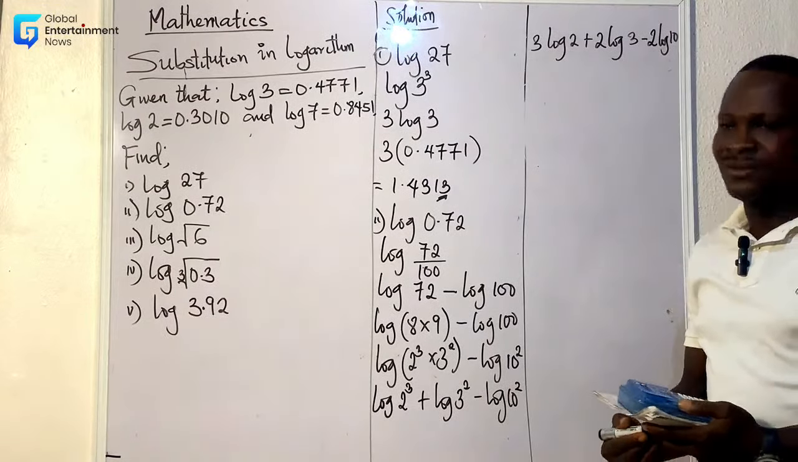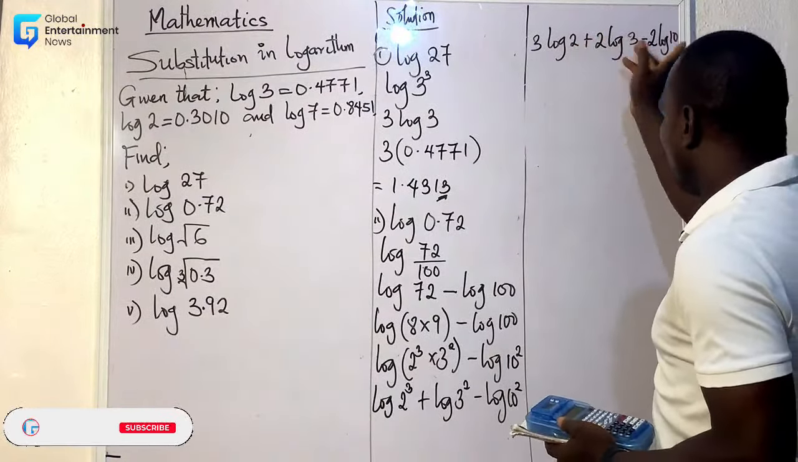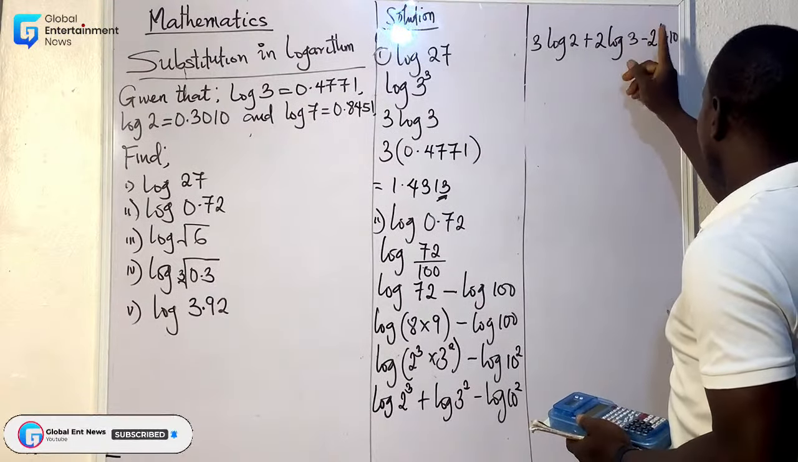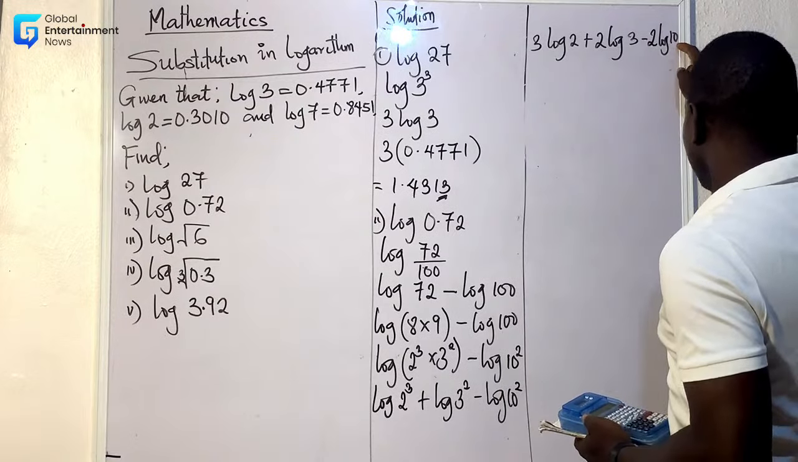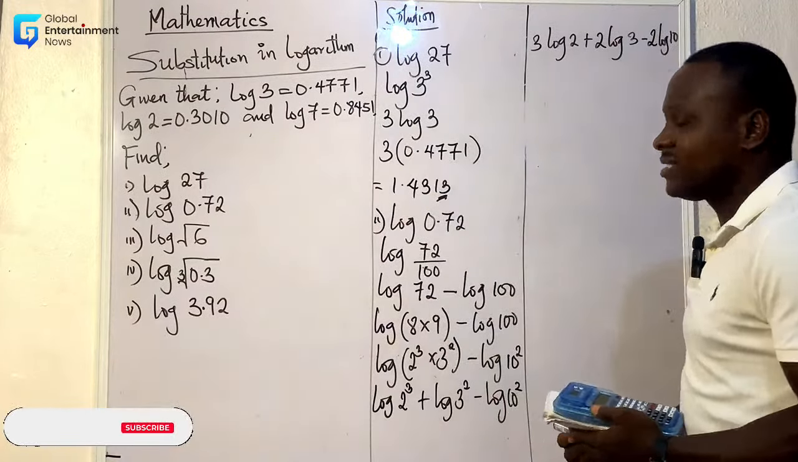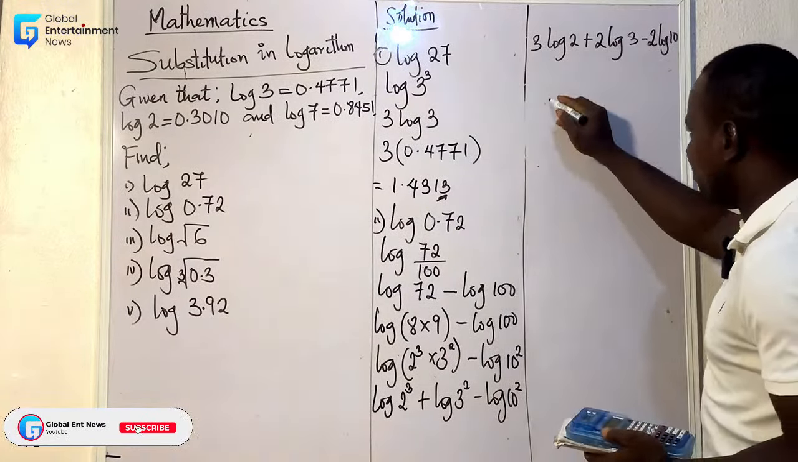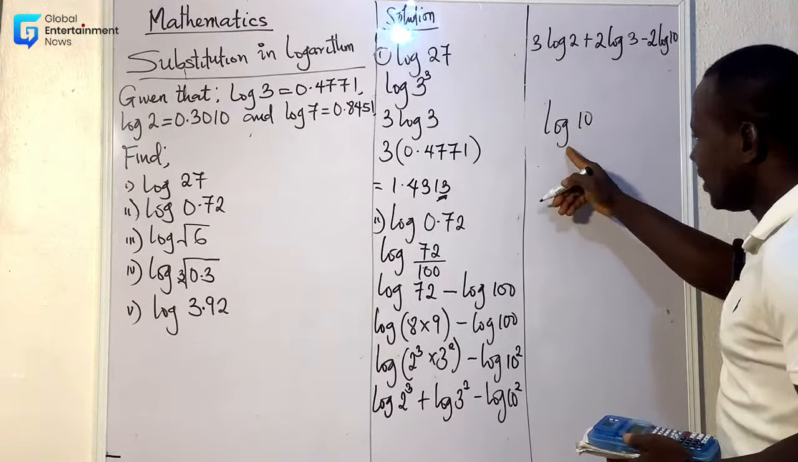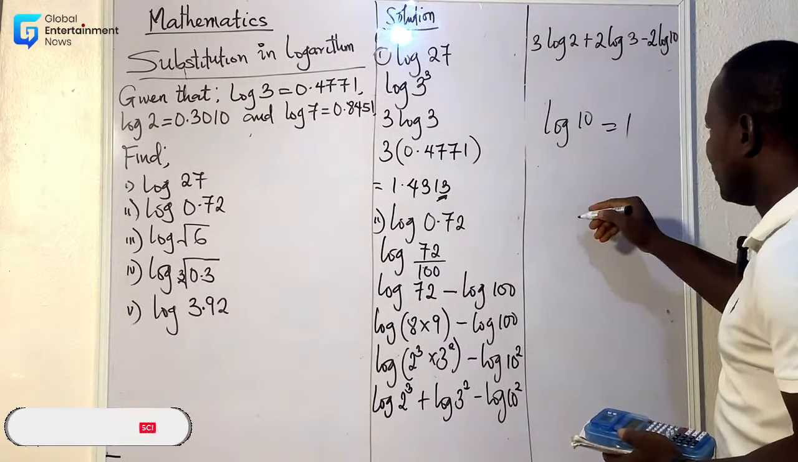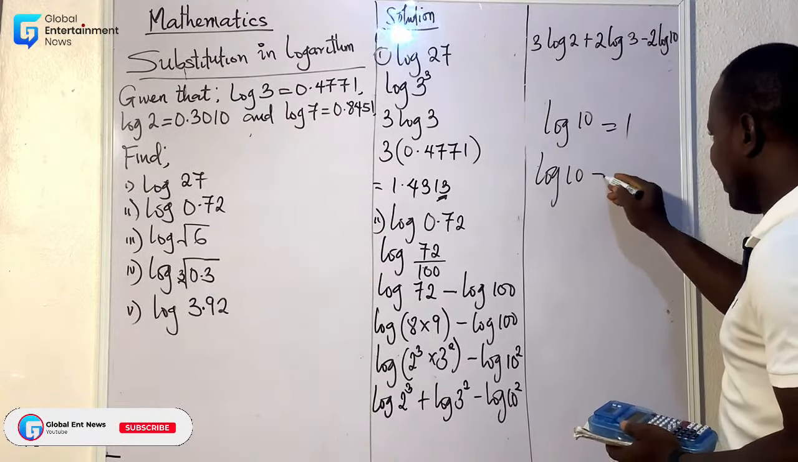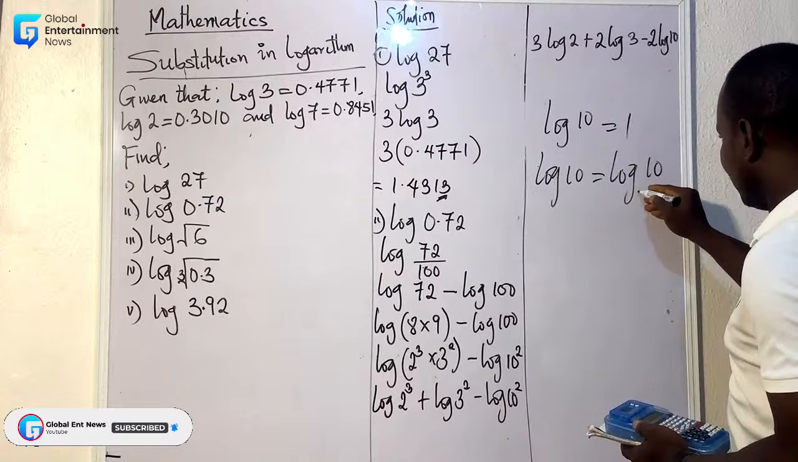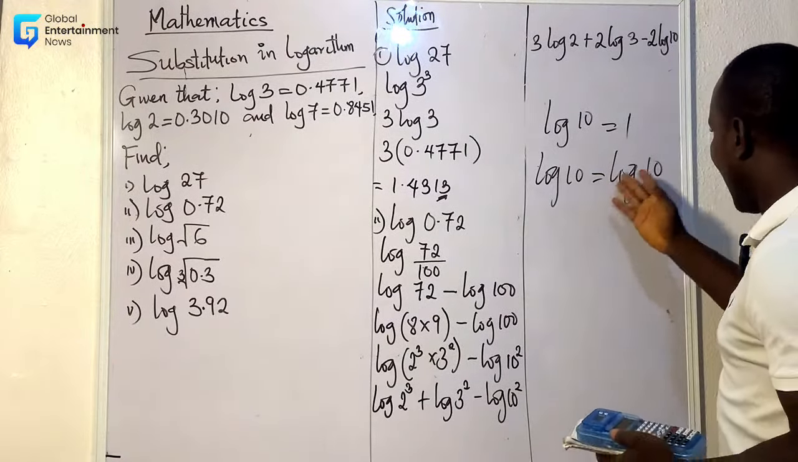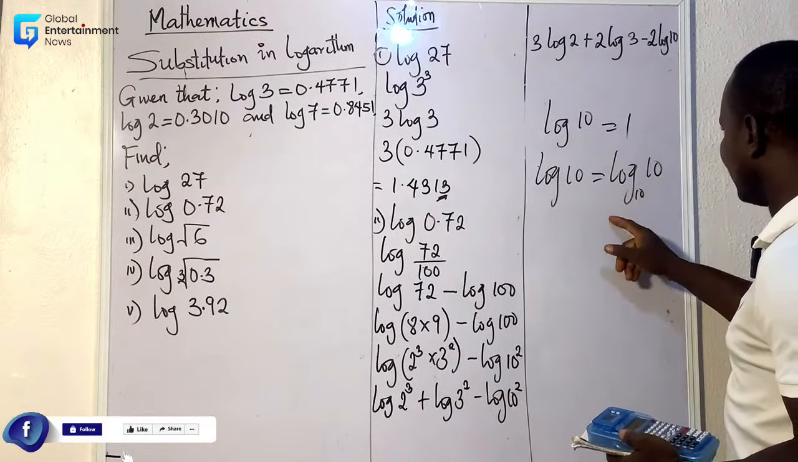So what is the next thing? Now, let's substitute for what we have here. We already have log 2, log 3, and then we have log 10, though we don't have log 10 yet. And let me tell you something. Once you have a neutral base like this one, log 10 to a neutral base, the answer is 1. Log 10 to a neutral base is the same thing as log 10 base 10. Do you remember? Log 10 to base 10 is what, everybody? 1.